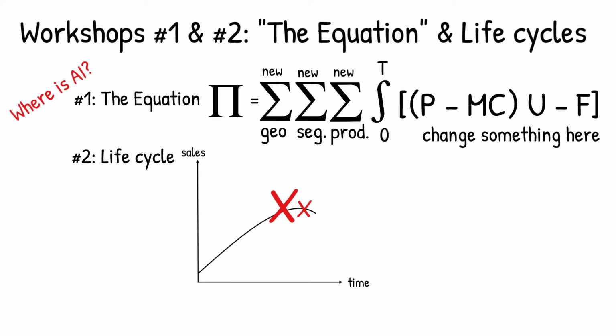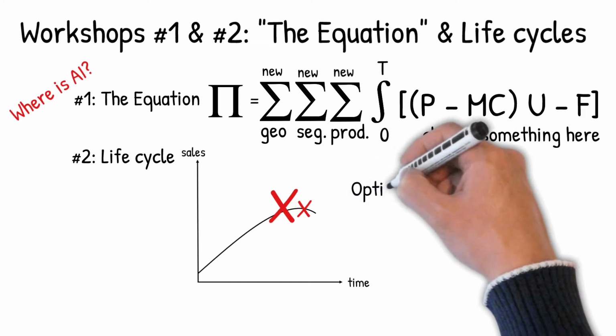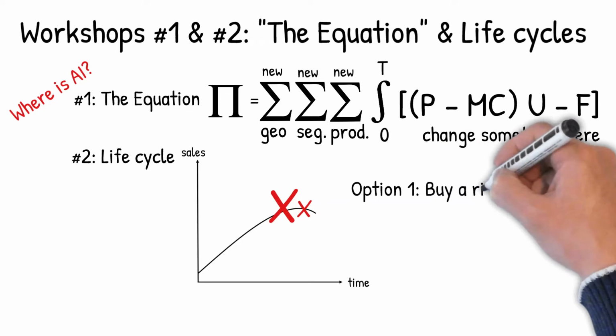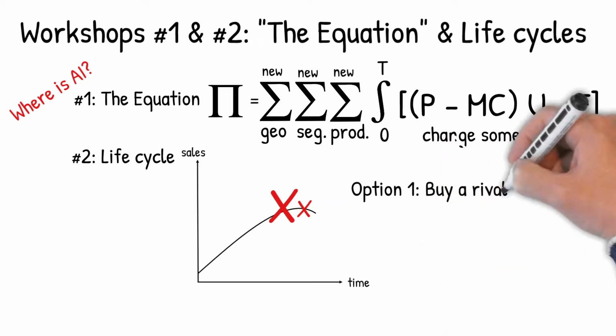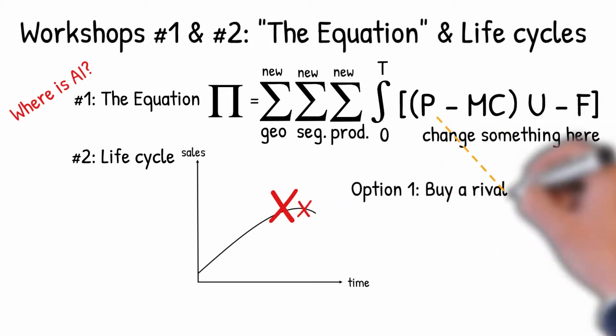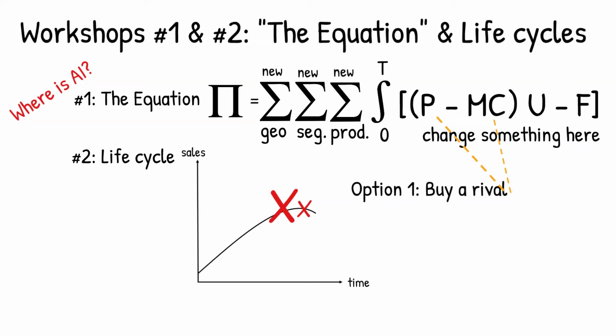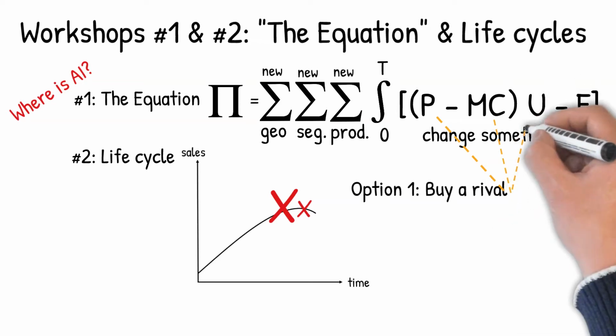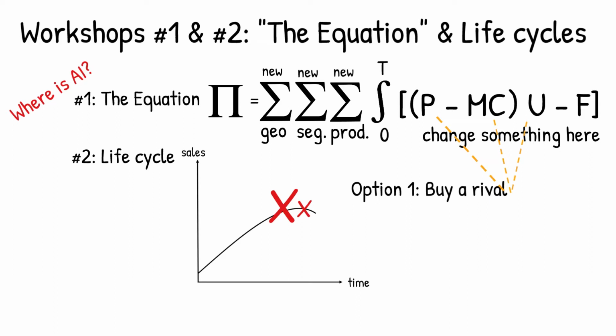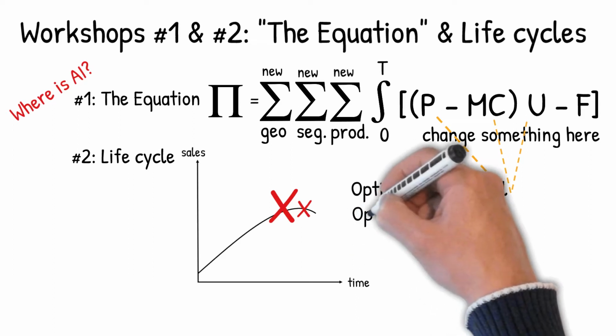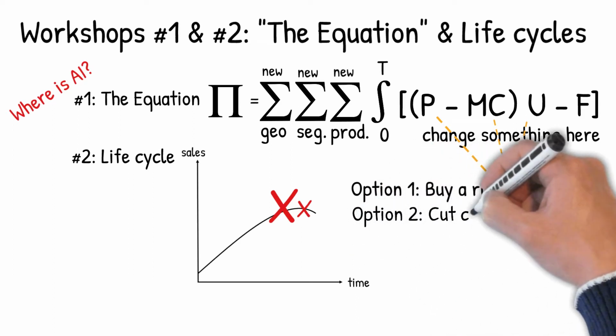No matter what I choose to do, I have to make sure that pi goes up. A number of guru books have been written about this problem. Let me summarize all of them in the following list. The first option you can do is simply buy a rival. What that allows you to do is increase your price, perhaps drop your marginal cost because you're a larger company, and reduce your average fixed cost per unit. Therefore, pi goes up.